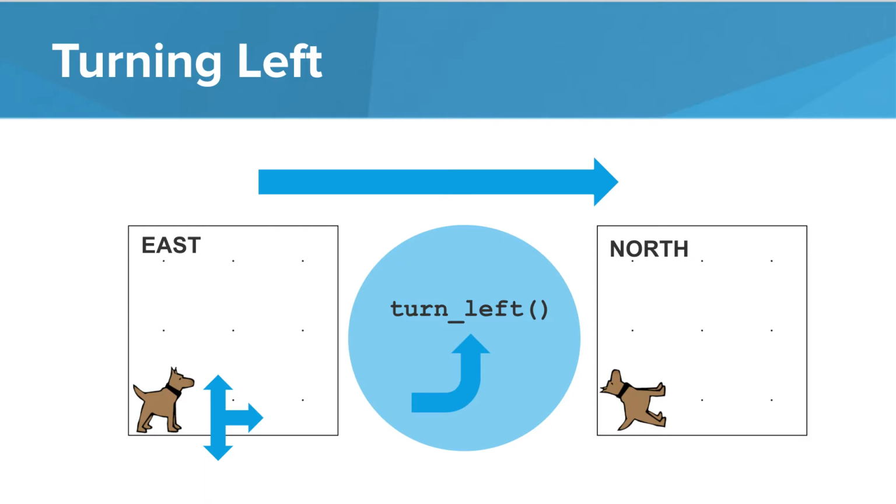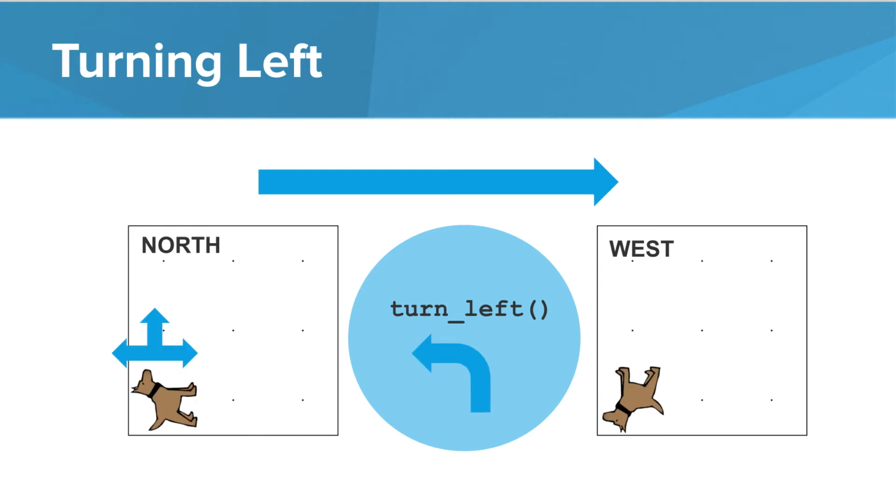When we give Karel a turn left command, Karel turns 90 degrees and faces a different direction. For example, if Karel is facing east and we give Karel a turn left command, Karel will turn and face north. If Karel is facing north and we use the turn left command, Karel will end up facing west.